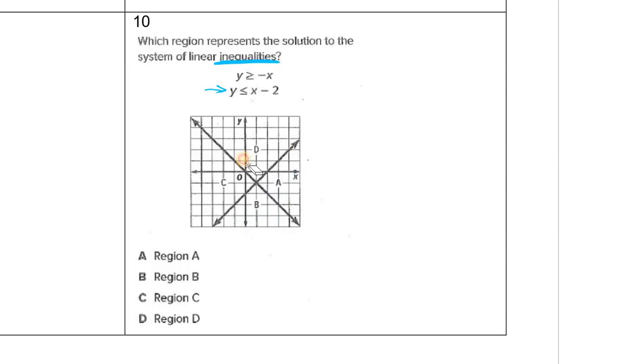Now, I haven't shown you the correct answer, or if I did, it was by happenstance. You've got to graph both of those and see which of these 4 regions is the double shaded region.